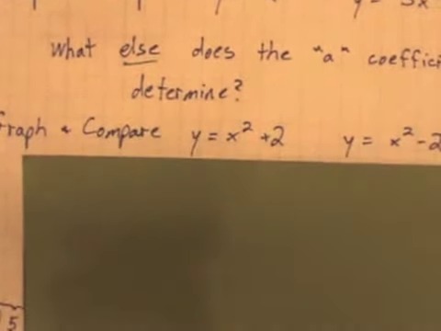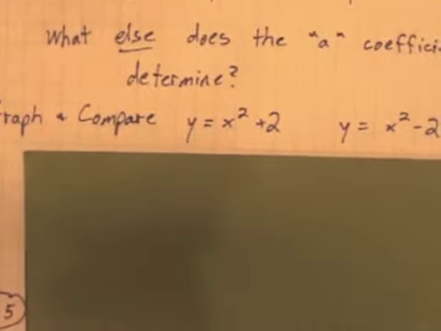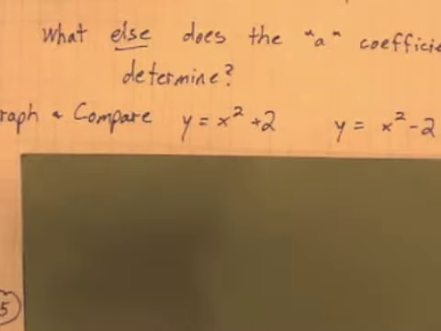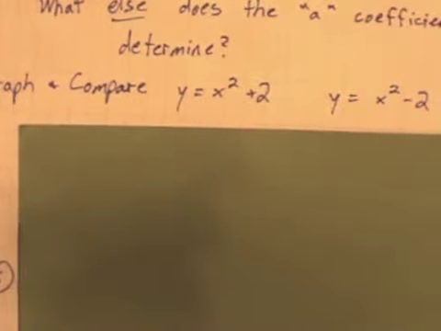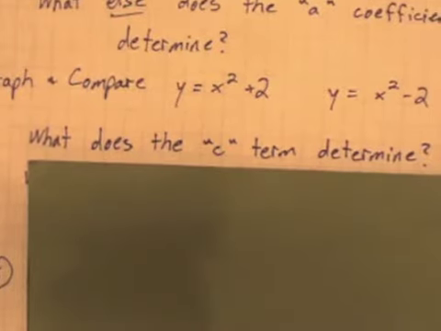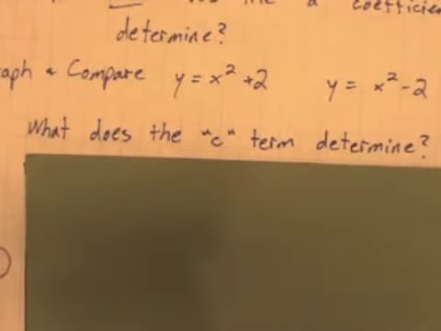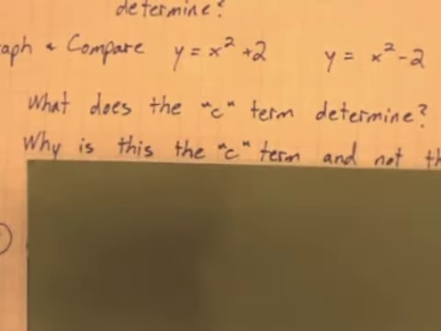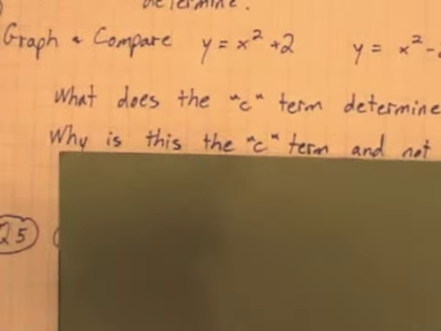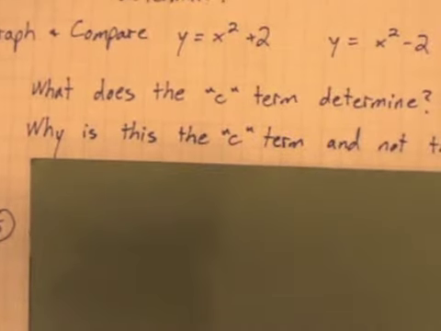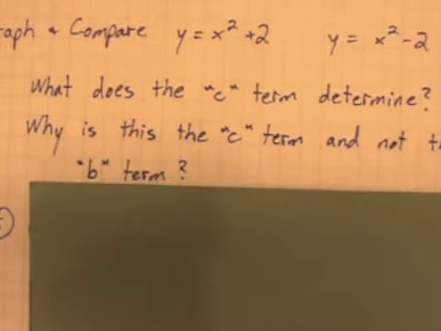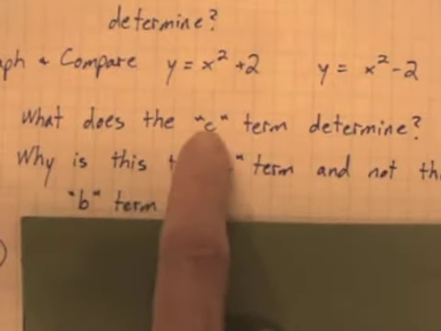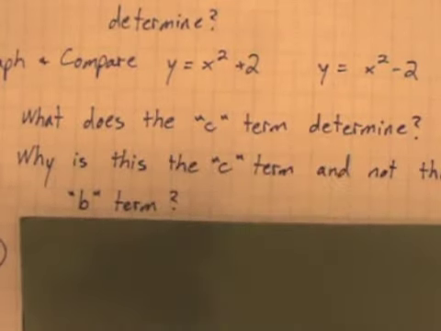Question 3, graph and compare y equals x squared plus 2 and y equals x squared minus 2. What does the c term determine? Yes, I skipped right over b and went to c. Question 4, why is this the c term and not the b term? Yeah, how come my question here wasn't what does the b term determine? That's a bit tricky. Think about it.